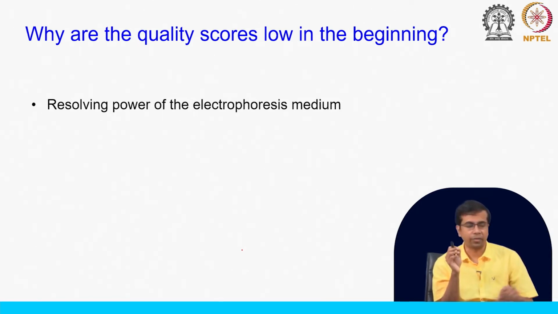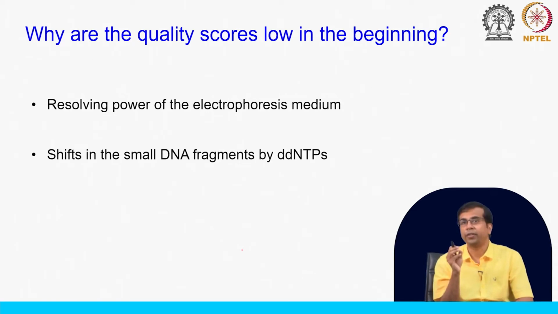The other reason, of course, is the ddNTP addition. These also have higher molecular weight compared to normal dNTPs, and they will shift the small DNA fragments much more than they do for the bigger fragments. So, this will change the expected positions of these small DNA fragments in the electrophoretic medium. These two factors contribute to this low quality score. So, the detection does not work that well.